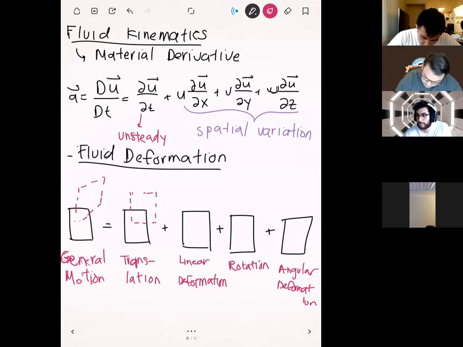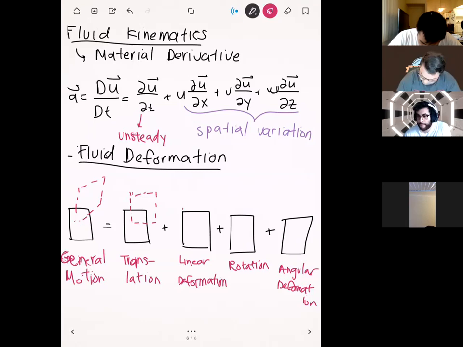So for translation, we start with the black box, and then we move the black box to another location. You can see that the red box there, as close as I could get it, looks exactly the same as the black box. It's just in a different location. Okay, so that's translation. Another mode is going to be linear deformation.